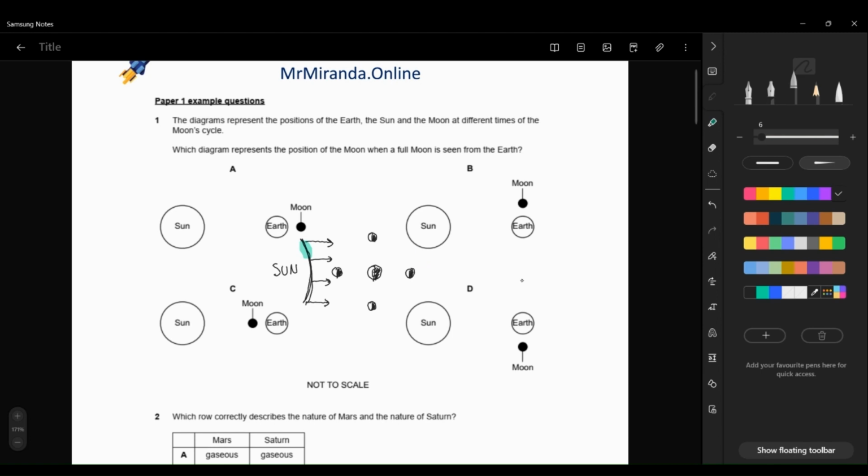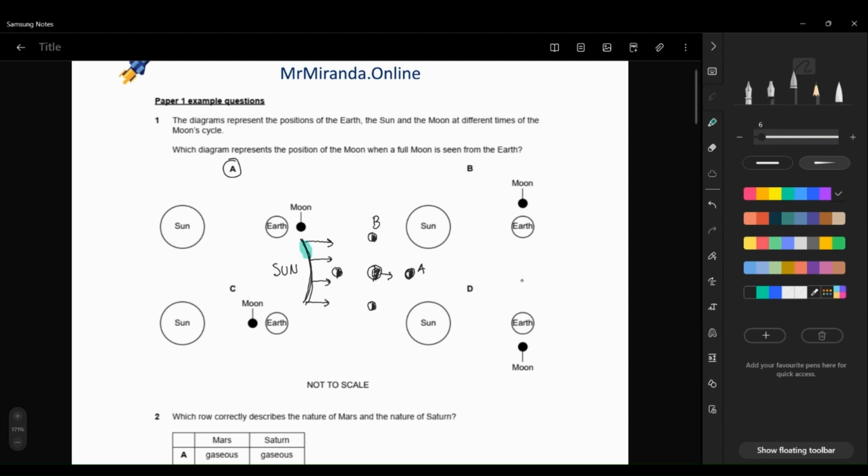On position A, people on Earth looking up, they would see this side of the moon. So they would see the full moon. You already know the correct answer. It's A. Just to make sure, let's look at the other possibilities.